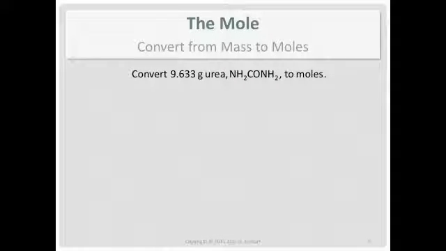We've talked about the mole. We've calculated molar mass. So let's start doing something with that. In this problem, we're going to take a given mass of urea and convert it to moles. And we're going to go back and use those dimensional analysis skills that we started at the very beginning of the term.